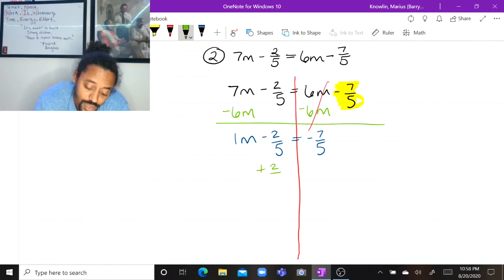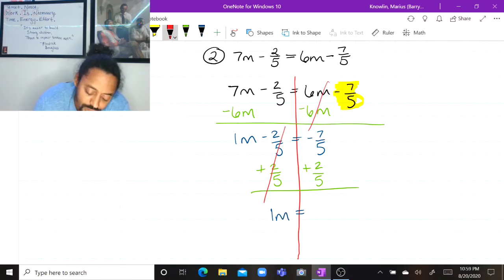So positive 2/5, positive 2/5. Draw our line. The 2/5 over here cancel out. We drop down to 1m equals. Now we need to figure out what this is going to be. So I'm just going to bubble that.